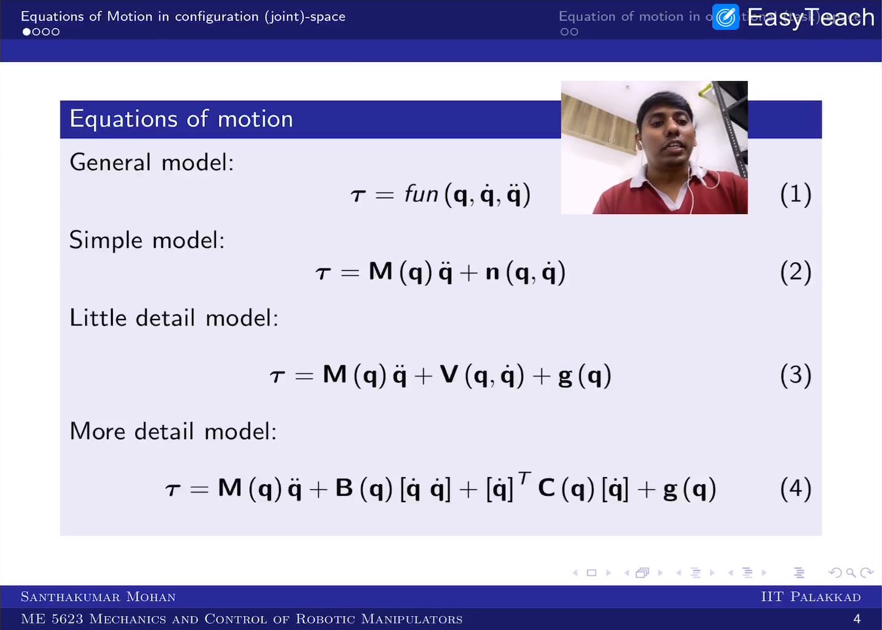Even in a more detailed model, this consists of centripetal and Coriolis terms, and even the friction terms, which we can come to later on. But right now we assume it is a simple rigid body, where we can bring in the centripetal and Coriolis terms.